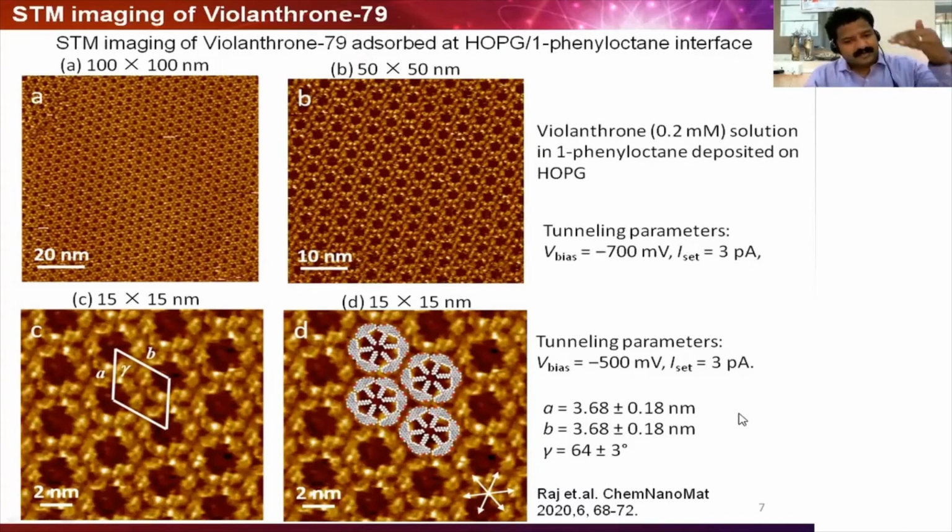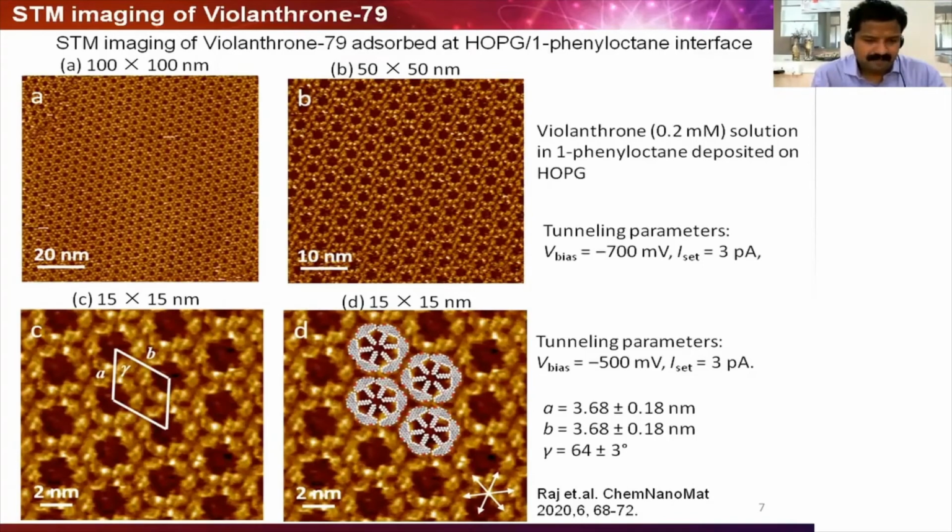And in order to zoom further onto this finer imaging, or high molecular level resolution, we still play a little bit with the bias voltage and the set point current. So here are the lattice parameters of these 2D arranged structures. A and B are the unit cell parameters, which are 3.68 nanometers for both A and B. And gamma is the angle between A and B, which is 64 degrees. This work was recently published. Here is the reference for that.